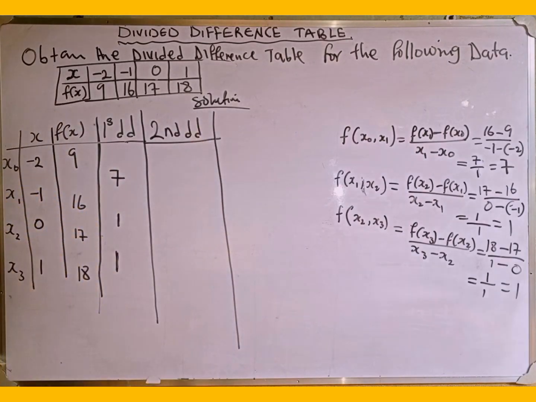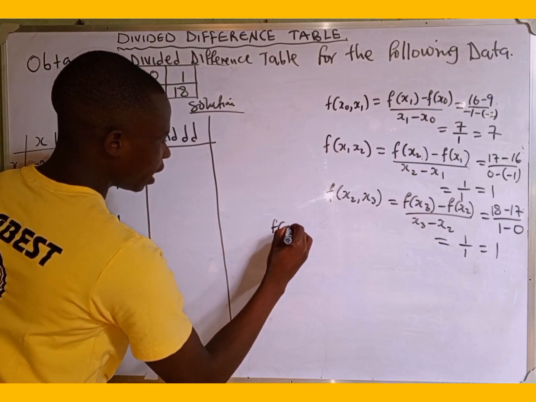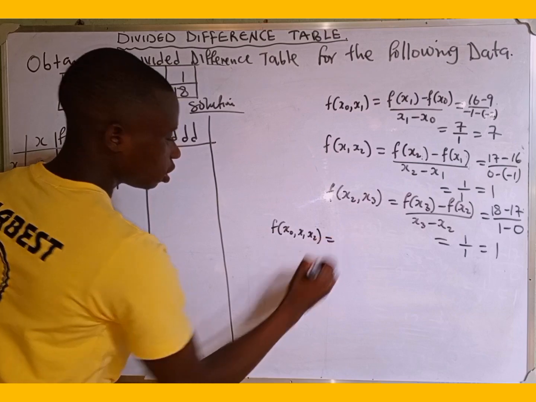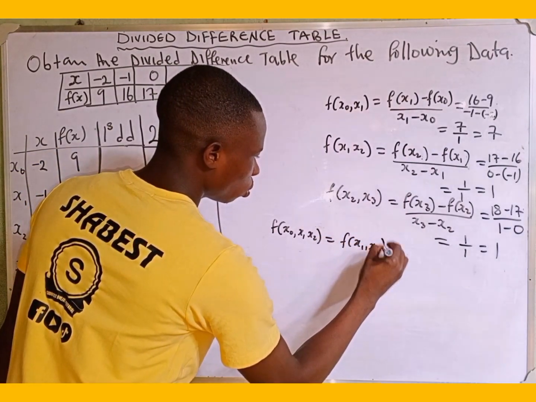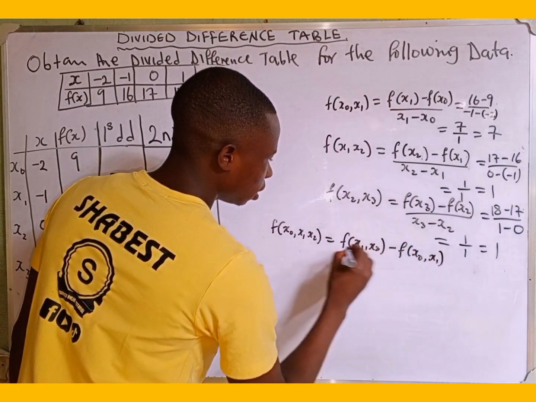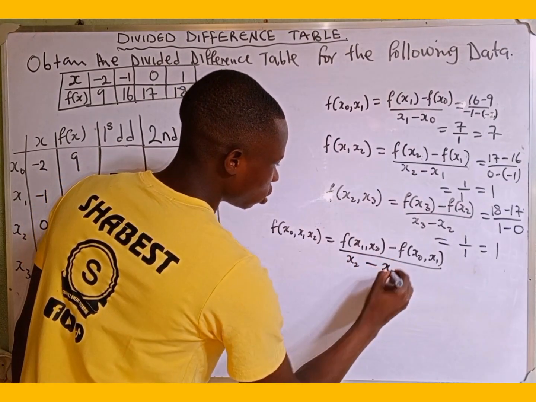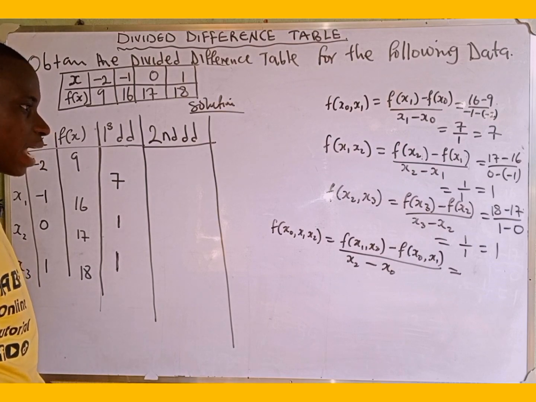Now, to get the second divided difference, we are going to use this formula: f of x0, x1, x2 is equal to f of x1, x2 minus f of x0, x1, then divided by x2 minus x0, which is equal to f of x1, x2.